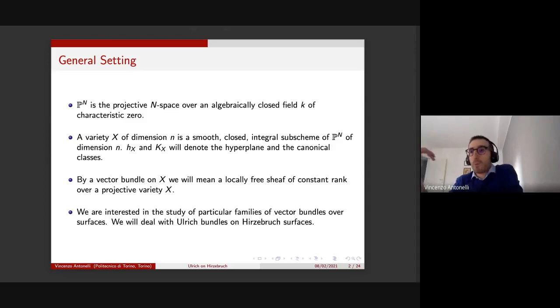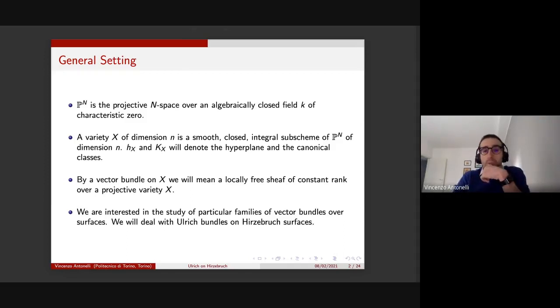So one of the main characters will be the Ulrich bundles. The other will be the Hirzebruch surfaces. So we will focus on an infinite family of surfaces. But for now, let's just say something about Ulrich bundles.